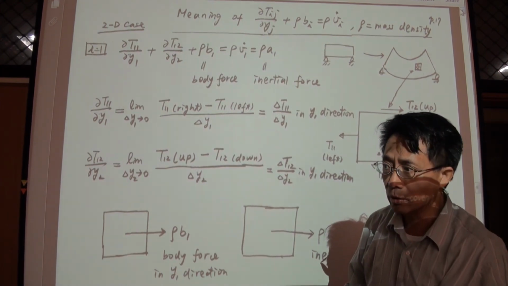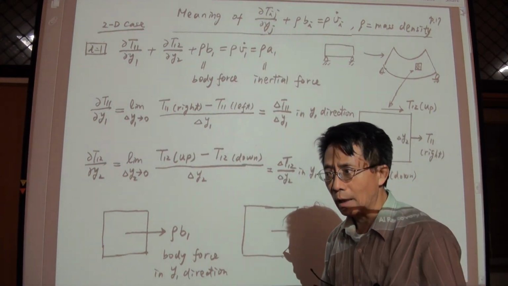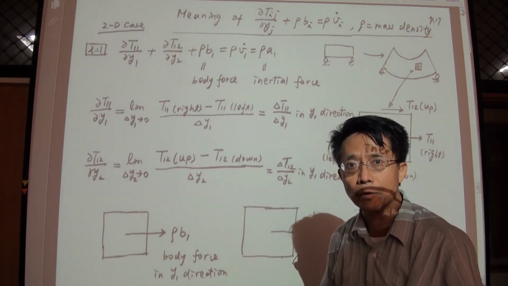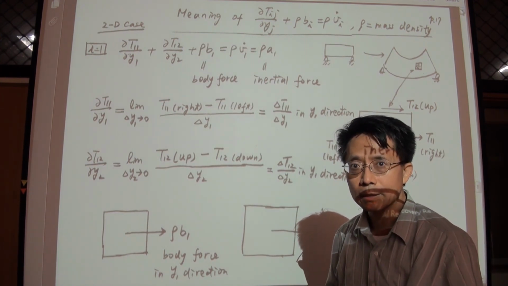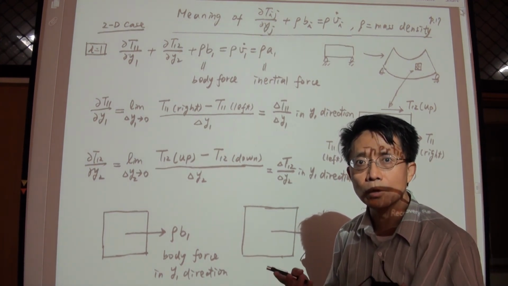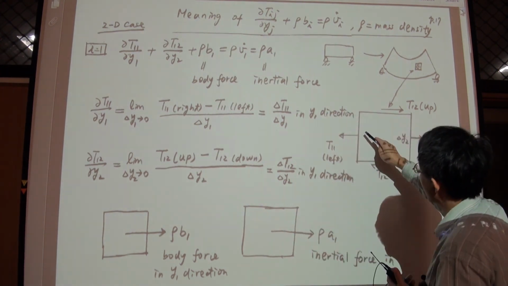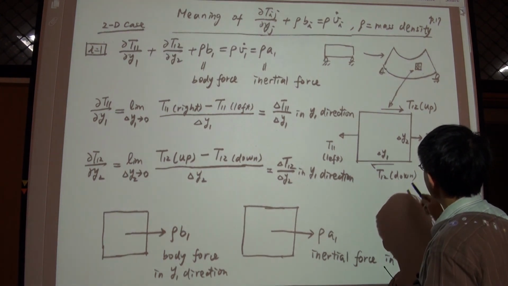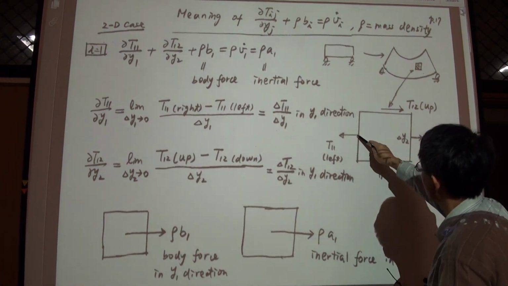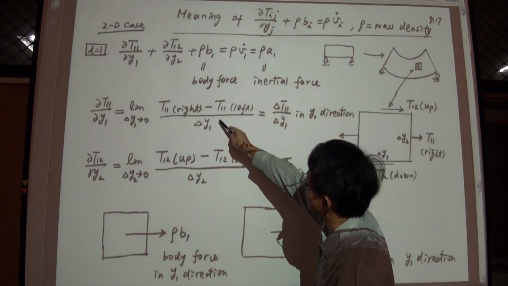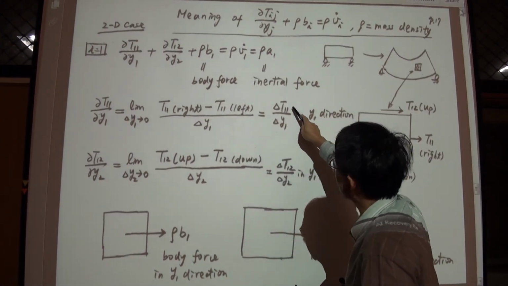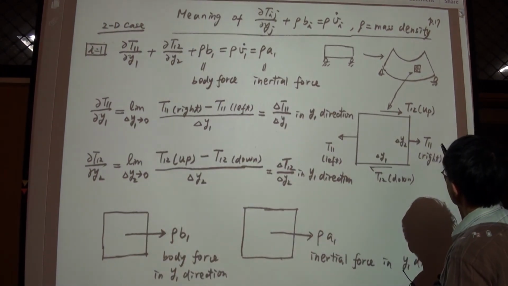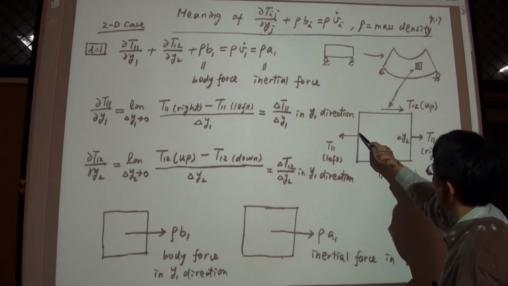Otherwise the stress state will be in a uniform stress state. We are talking about the general case. In general, the stress state is not uniform. So when it changes from left to right, the value will be changed. So we have a difference between this one and this one, and then we take the differentiation like this. So this term is just the difference between this one and this one.